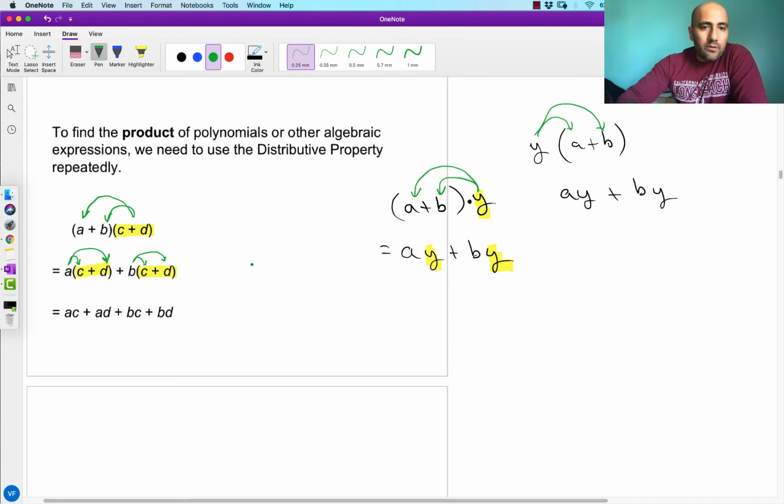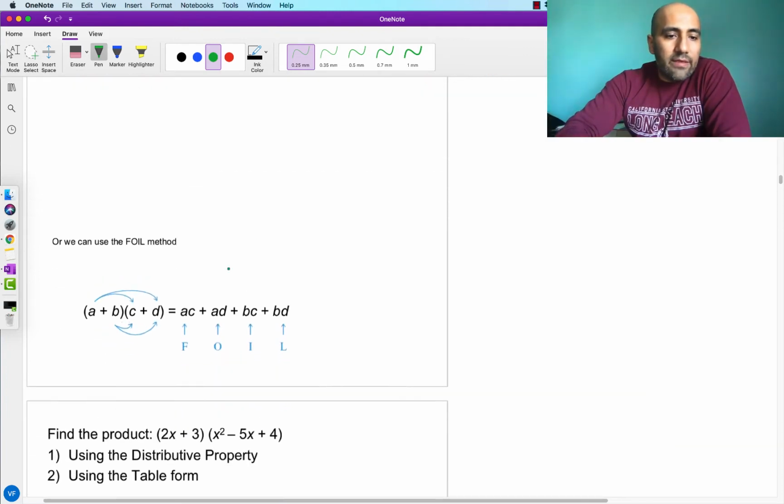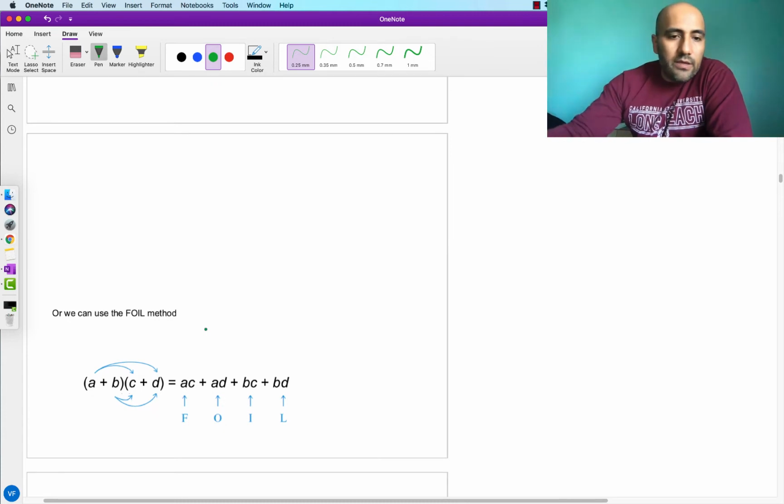So that's very popular almost everywhere in the world to do it this way. But Americans, we have our own way of doing things. So we really push something called the FOIL method. The FOIL method, which many of you probably remember, is this.